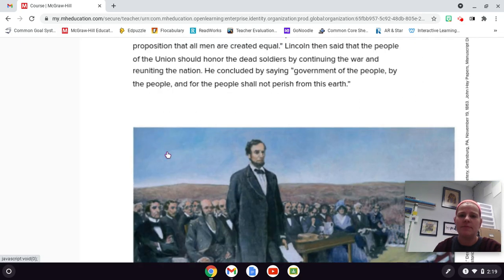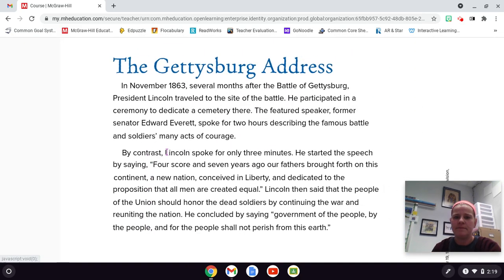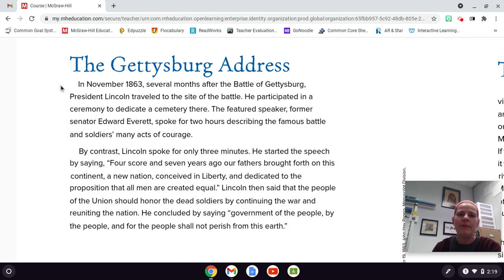Continuing on with the Gettysburg Address. In November of 1863, several months after the Battle of Gettysburg, President Lincoln traveled to the site of the battle. He participated in a ceremony to dedicate a cemetery there. The featured speaker, former Senator Edward Everett, spoke for 2 hours describing the famous battle and soldiers' many acts of courage. By contrast, Lincoln spoke for only 3 minutes.